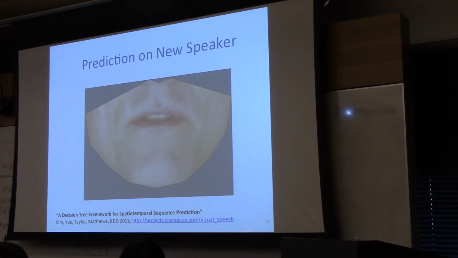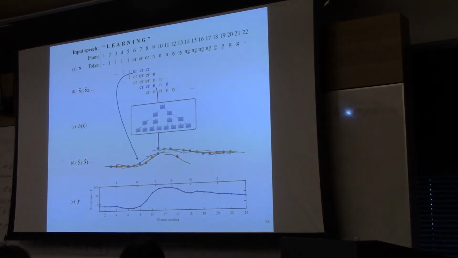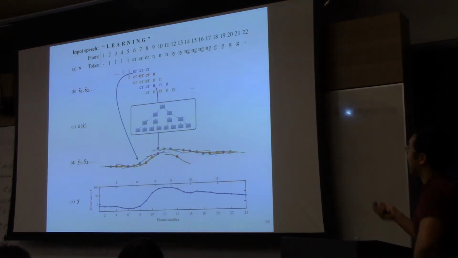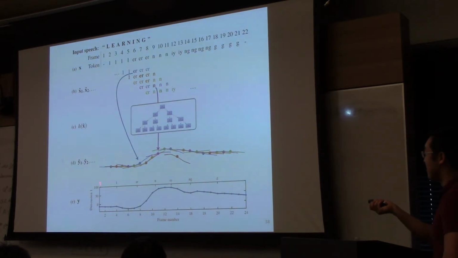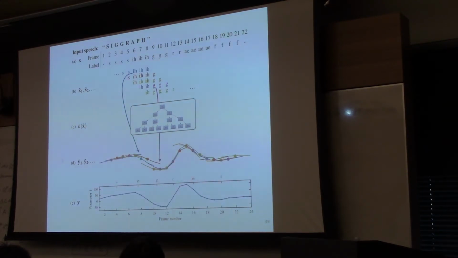So some of the videos are available on this website. Okay, so this is just an example of the prediction at work. Here's a phonetic decomposition of learning. You pipe it through this thing. Here's the actual predictions the tree makes. And then when you recompose it, remember the first dimension is how wide open the mouth is, so the mouth is pretty closed. And then it opens up more here, and then it closes again. There's another one for SIGGRAPH. SIGGRAPH is more consonants, so the curvature is a little bit more pronounced.